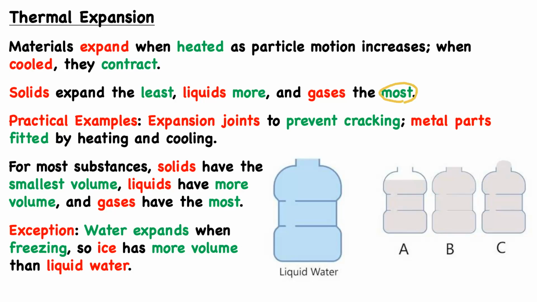But what about when a material goes from one state to another? Well, for most substances, solids will have the smallest volume, liquids will have the second smallest volume, and then gases will have the most volume. So we're talking about one material in each of these three states. But there's one very important exception, and that's water.